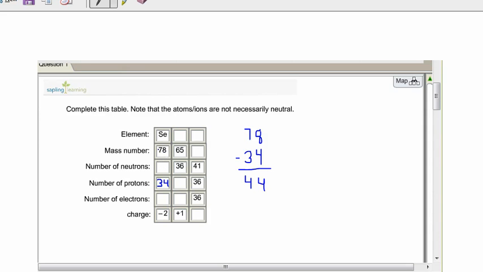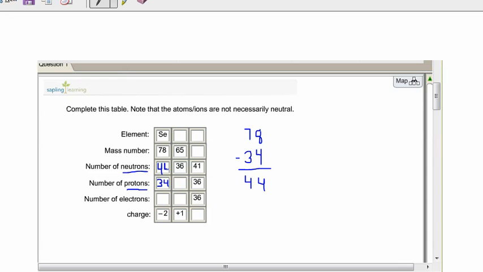Let me start with neutrons first. I'm given the mass number, which, remember, the mass number is the sum of the neutrons and the protons. So if the sum of that is 78, I'll subtract 34 from 78 to get the number of neutrons. So that's going to be 44.